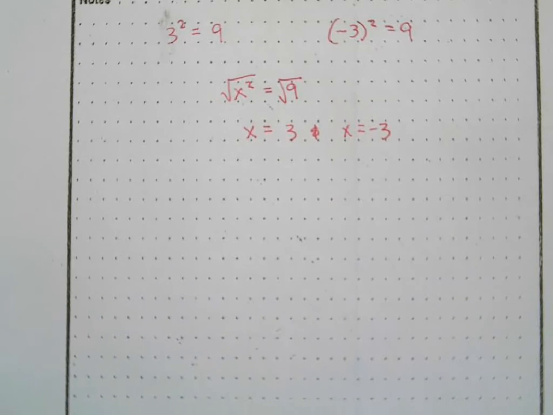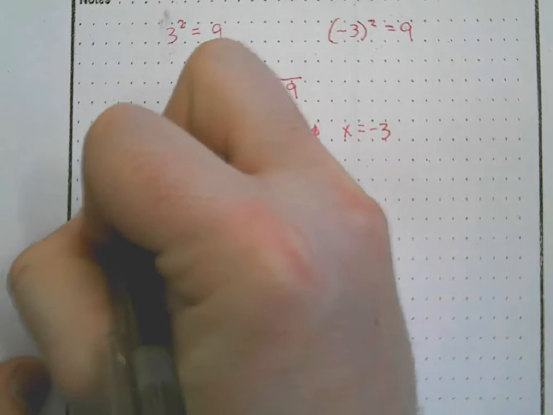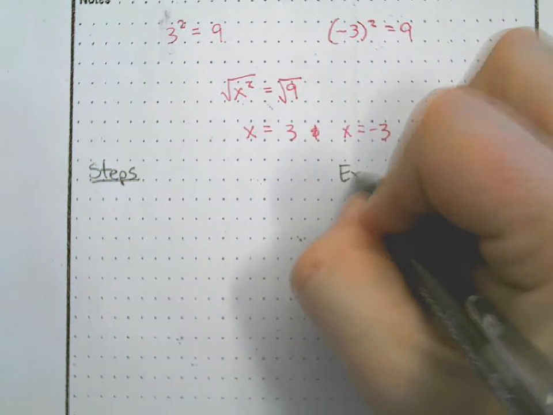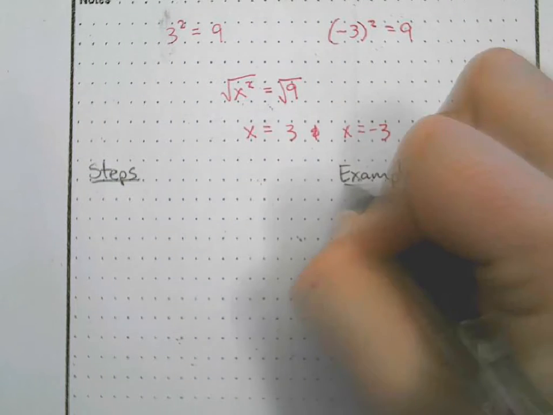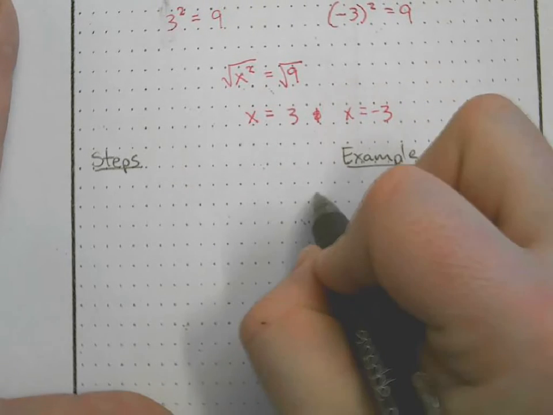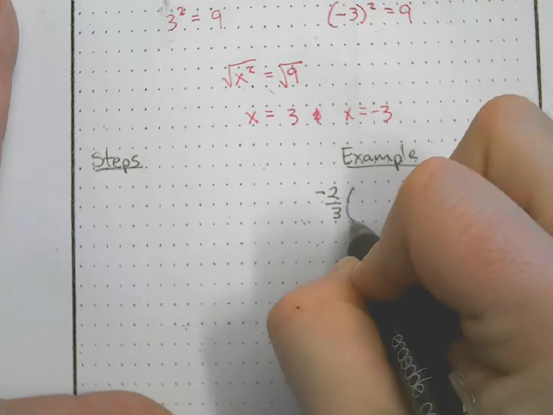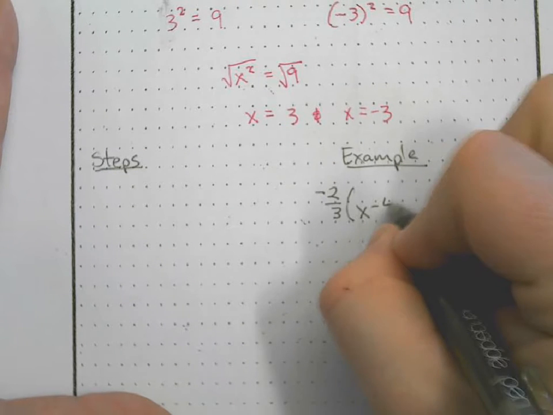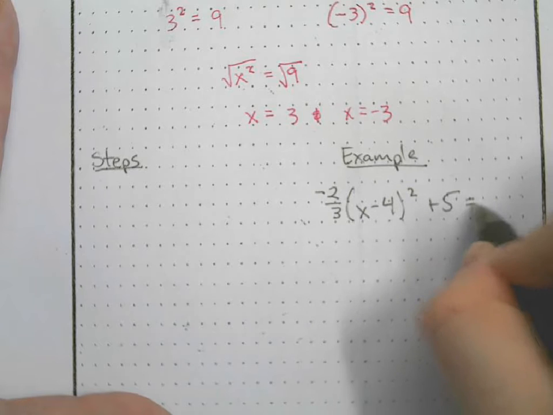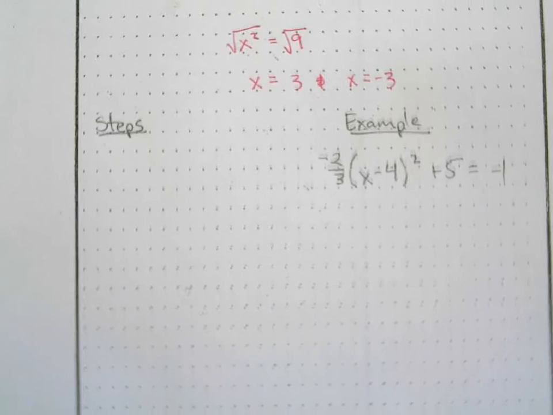So let's use this and see if we can solve a quadratic by taking a square root. This will be our steps. Here is our example. Our equation we will be looking at is negative 2/3 times (x minus 4) squared plus 5 equals negative 1.